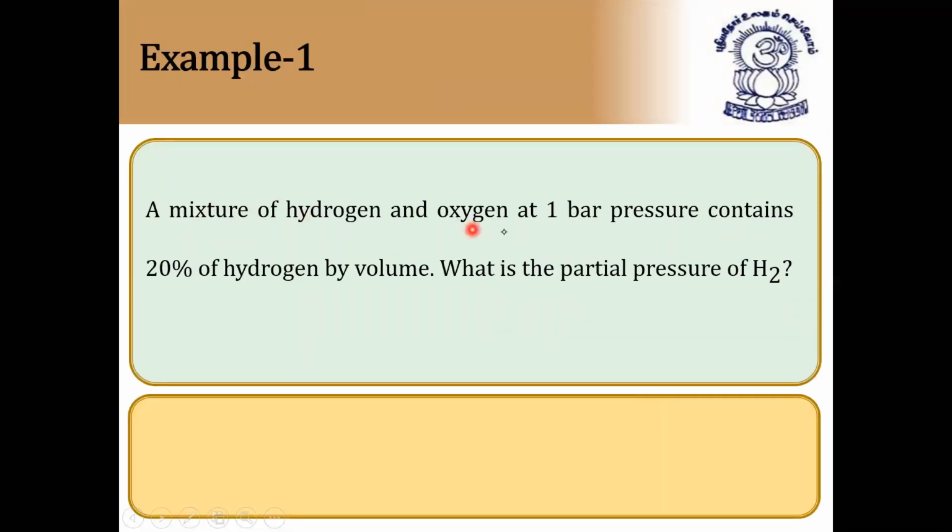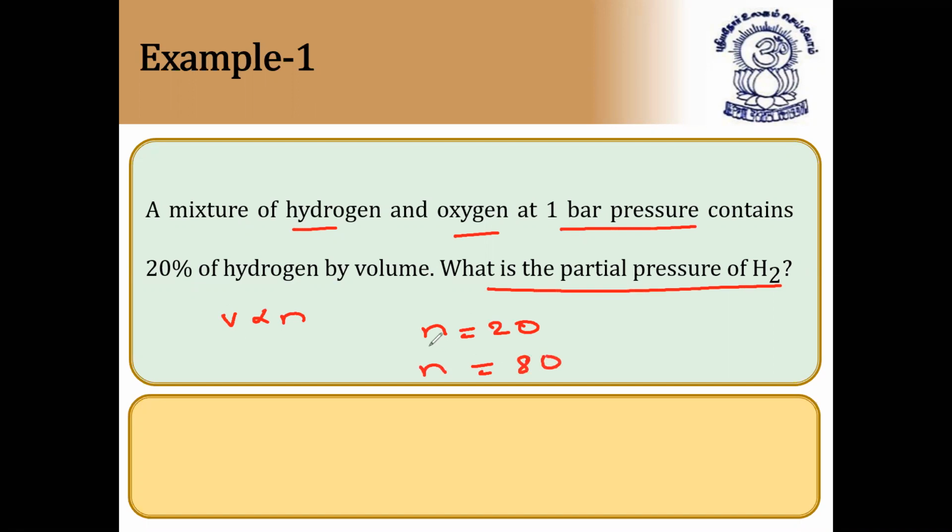A mixture of hydrogen and oxygen at 1 bar pressure contains 20% of hydrogen by volume. They have given 20% of hydrogen by volume. So, since we know it contains hydrogen and oxygen, and total pressure is given as 1 bar. So, what is the partial pressure of hydrogen? Very simple problem. Since volume is proportional to number of moles, if we take 20% of hydrogen by volume, number of moles of hydrogen is equal to 20, and number of moles of oxygen is equal to 80.